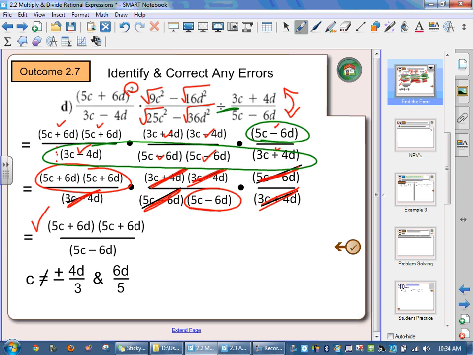So let's take a look at what this first left one is. If I go 3c minus 4d equals 0, I've got to take the 4d to the right. So I add 4d, add 4d.